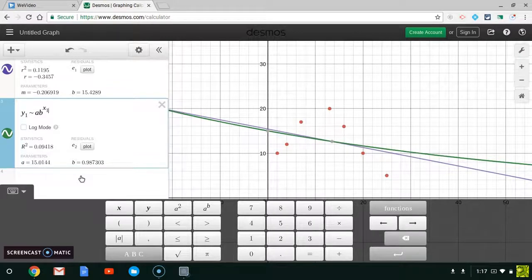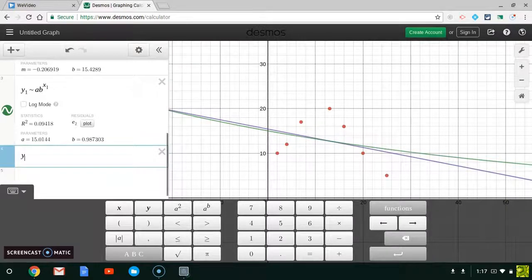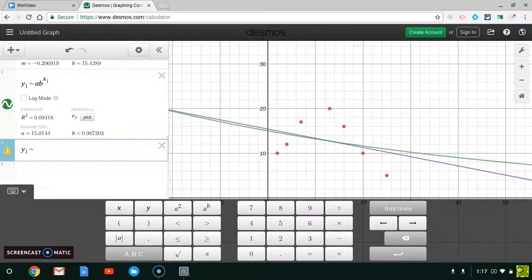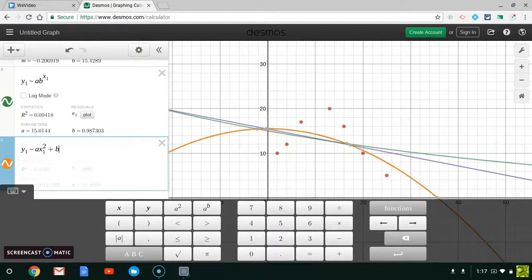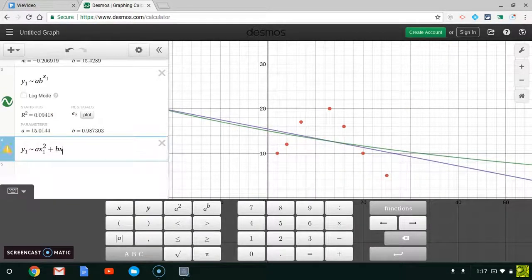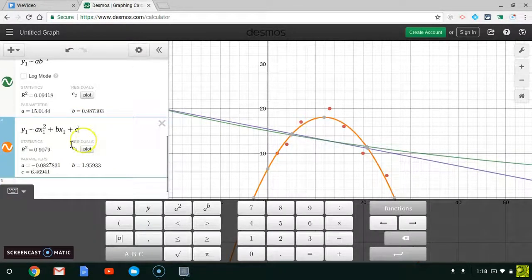Okay, so the last thing we're going to check is quadratic. Hopefully that will be better than these. So we have y sub 1, and this time we're doing a x sub 1 squared plus b x sub 1 plus c. And from here it gives me a much better correlation coefficient. You can see how this orange parabola fits our data a lot better. And this is a lot closer to 1 than those other two. So this is the best fit for this data.